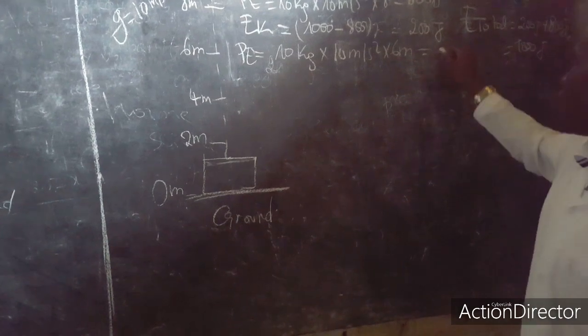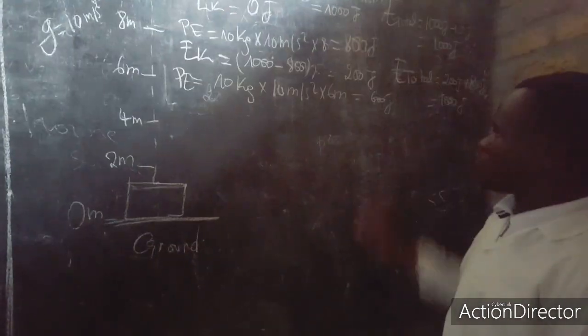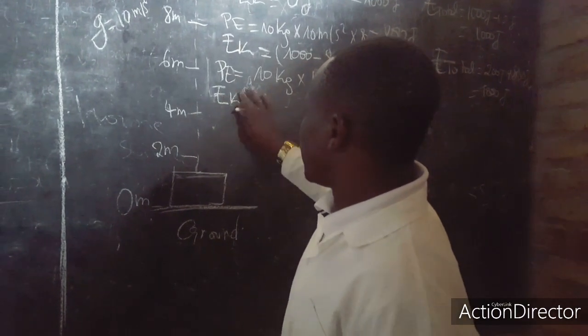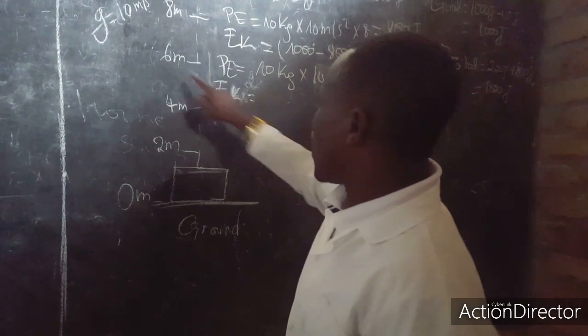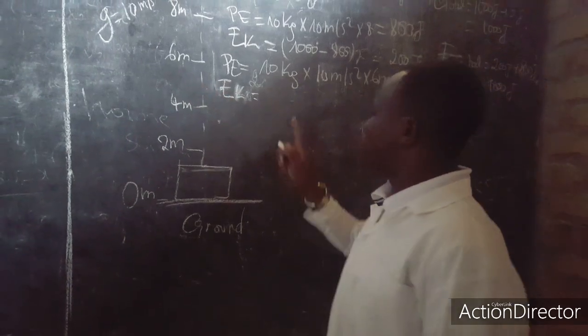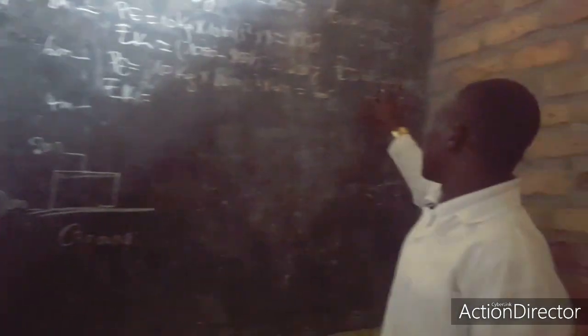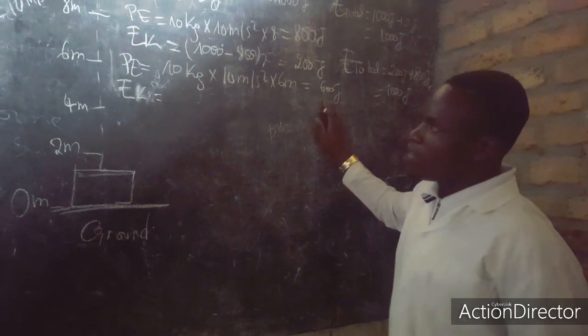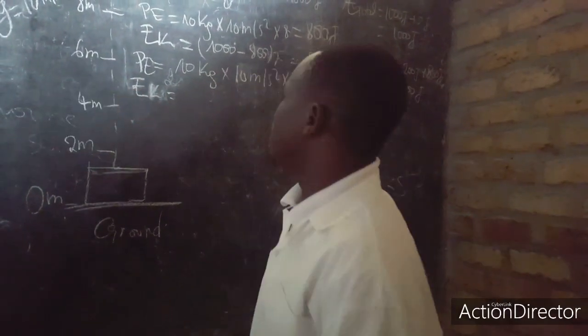So also we have here 600 joule. So the kinetic energy at 6 meters will be given by the total amount of energy we had here minus the potential energy obtained at these 6 meters.